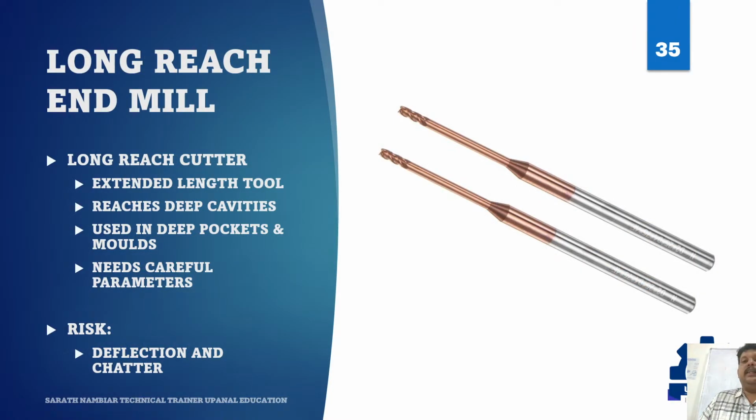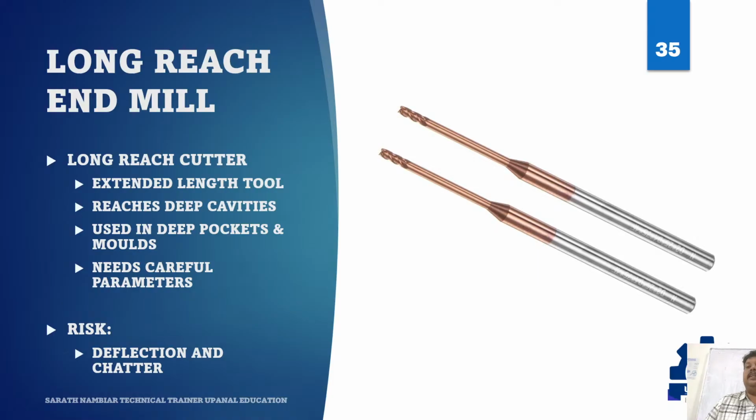Next is a long reach end mill. These tools are designed for places where normal cutters cannot physically reach. Examples include deep pockets, mold cavities, tall walls, and recessed features. Without long reach tools, some areas cannot be machined. But there's a trade off. Longer tools are less rigid.